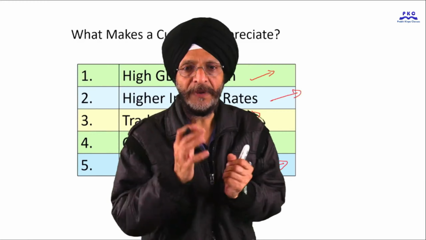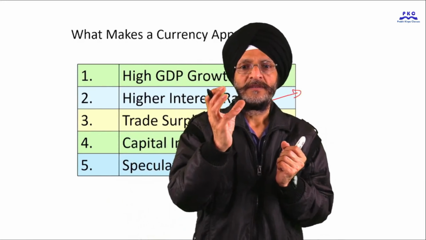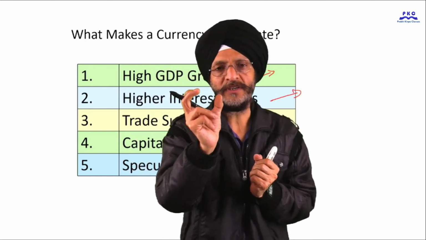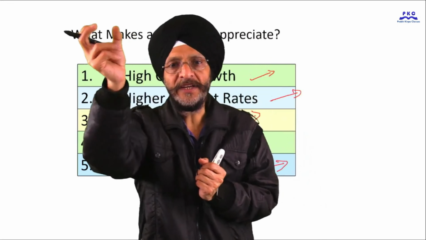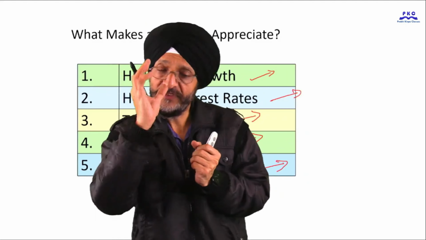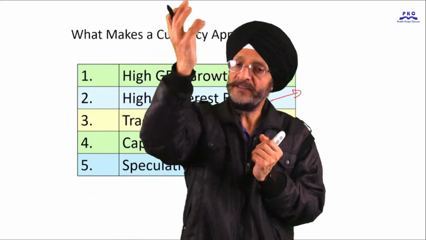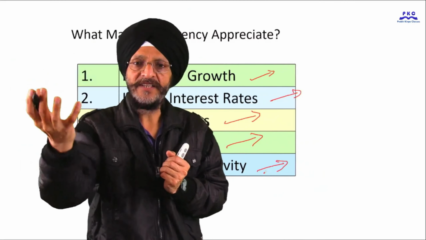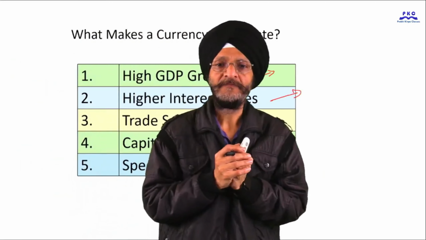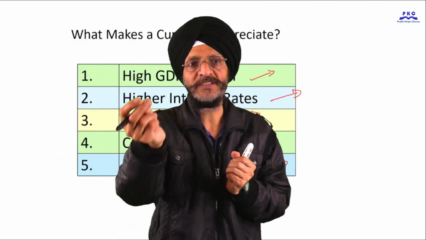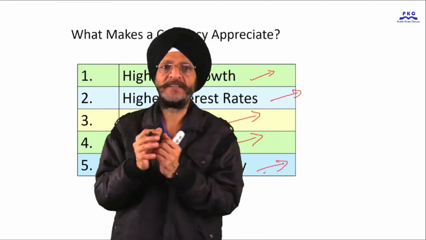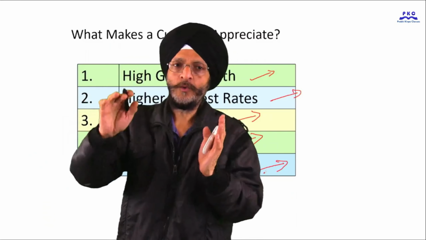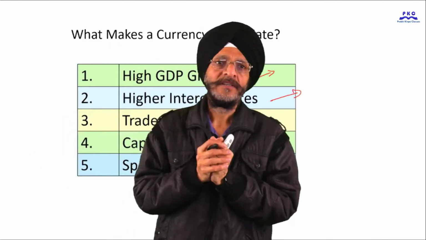If the speculators believe that the currency of any particular country is likely to increase, then they will naturally buy that currency in bulk. It will increase the demand and it will result in the appreciation of the currency. All these factors result in the appreciation of the currency.